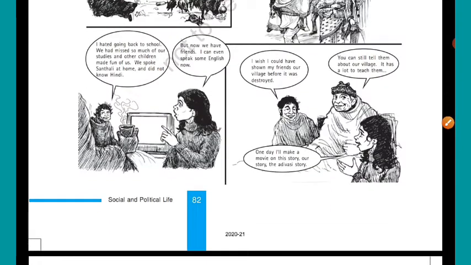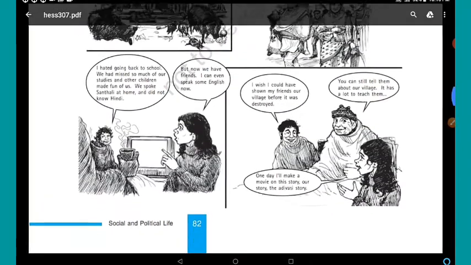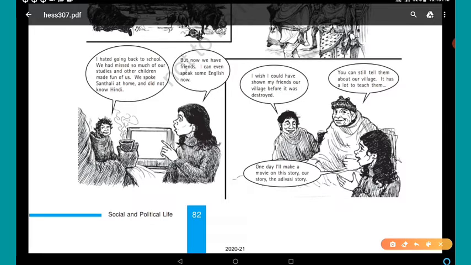I hated going back to school, the boy is saying. We had missed so much of our studies and other children make fun of us. We spoke Santhali at home. So definitely this group belongs to Santhali at home and did not know Hindi. But now we have friends. I can even speak some English now, the girl is saying. I wish I could have shown my friends our village before it was destroyed.